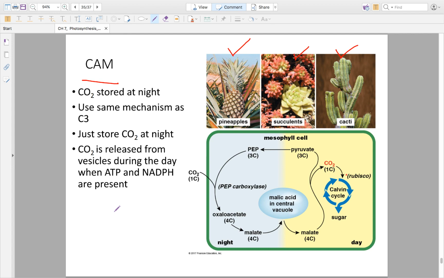And then at nighttime, they open it. Okay, this is night. This is day. Now we know that tons of O2 is being made during the day.